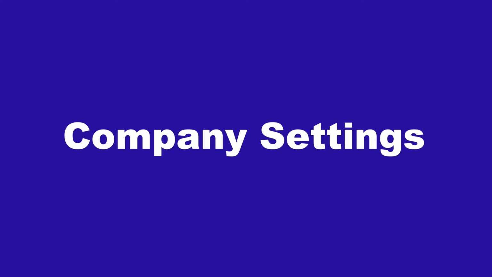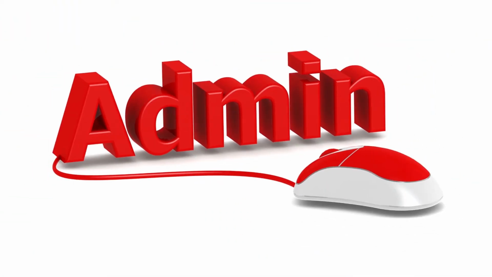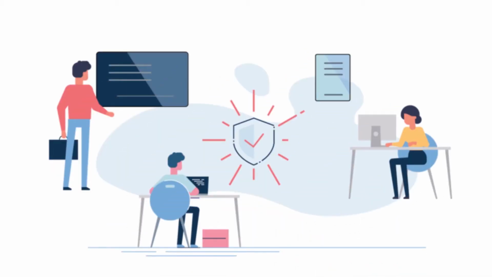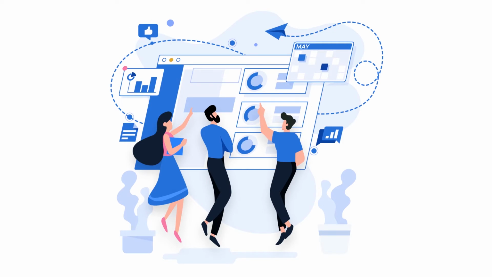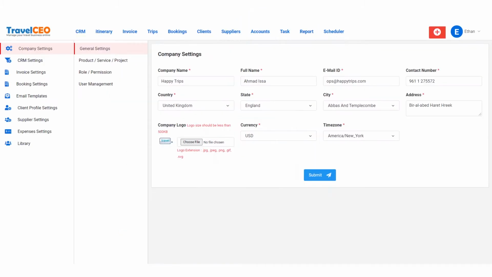In Company Settings, you can customize TravelCEO software as per your company need. Please note that only admin has full rights to change all the setting options. Admin user is the one created at the time of sign up with TravelCEO software. Means, when you purchase a TravelCEO software, you will receive a username and password from our software. That is admin user. You can assign admin rights to your team members so that they can also have full permissions. In General Settings, you can configure your company name, logo, email ID, address, and etc.